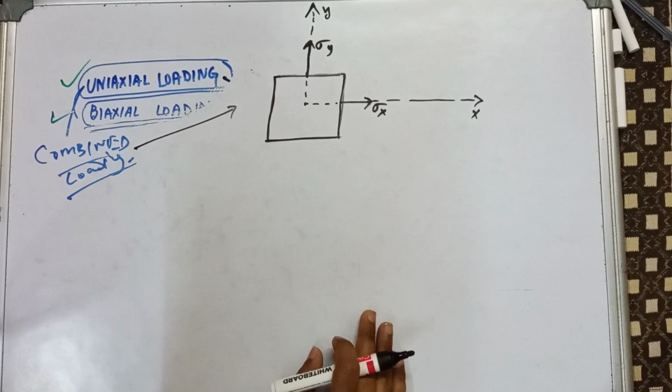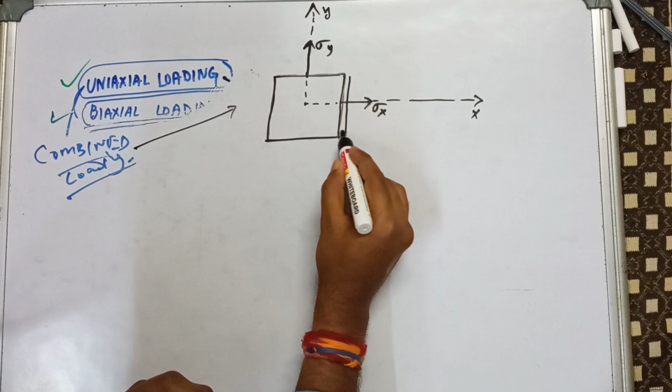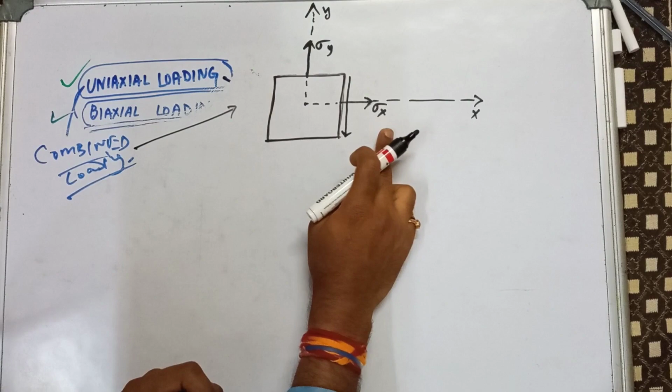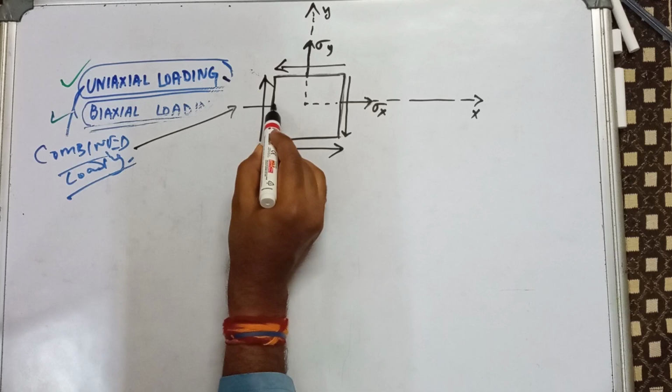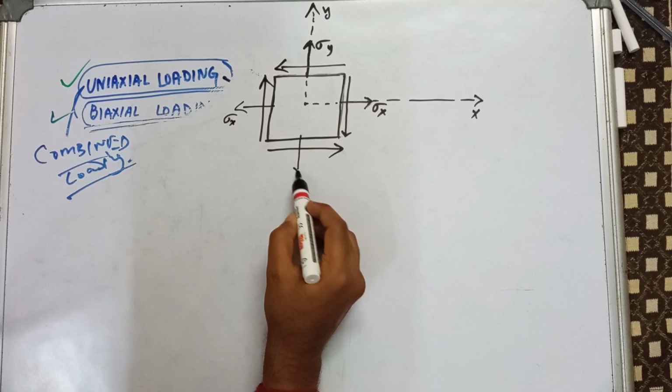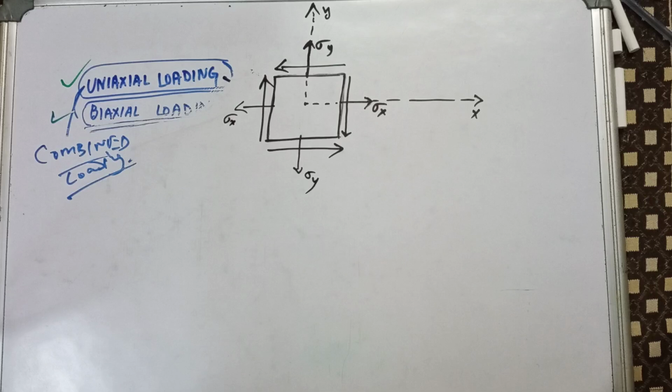But the moment I add shear over here, no longer can this sigma x be written as sigma 1, even if sigma x is greater than sigma y. There will also be a complementary shear. Sigma x will be here also, and sigma y. So this is the combined loading case. Everything is acting together. Is it clear?